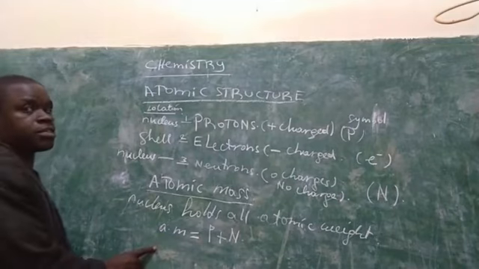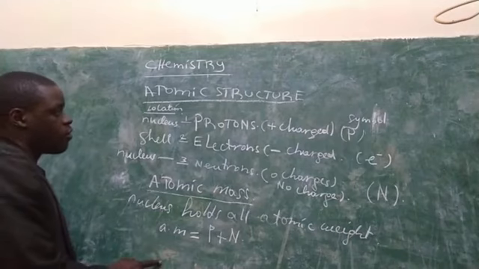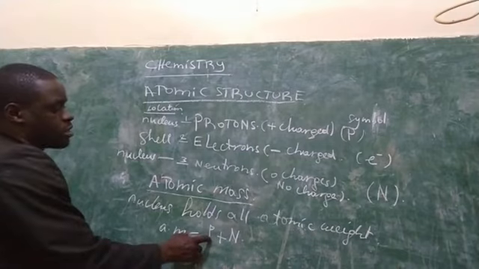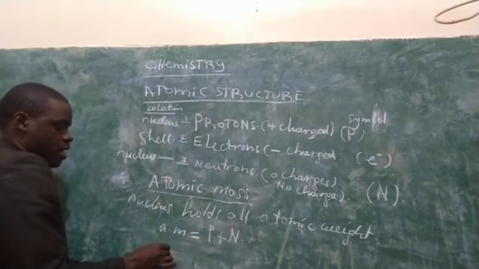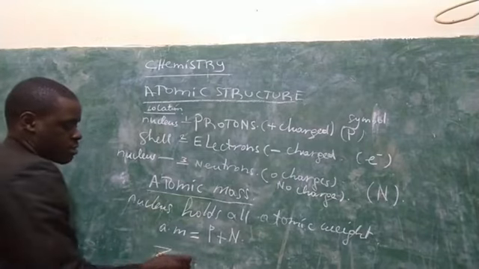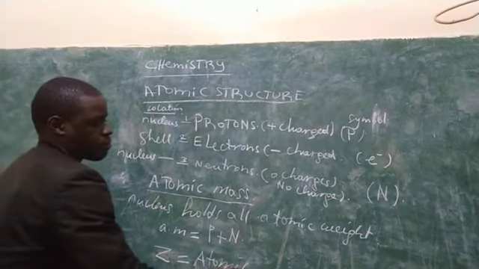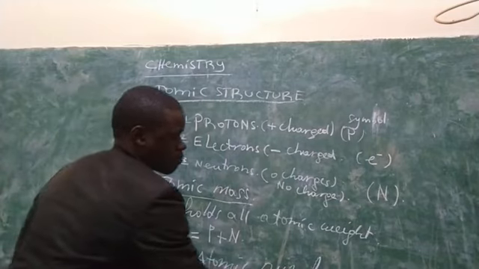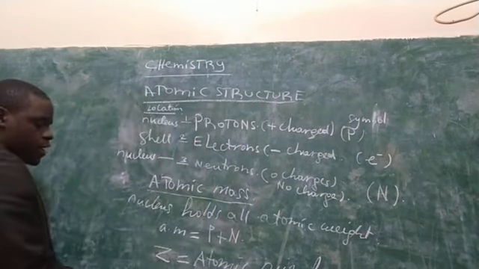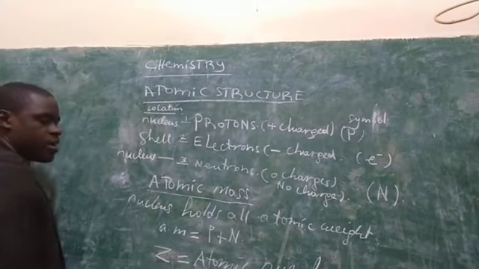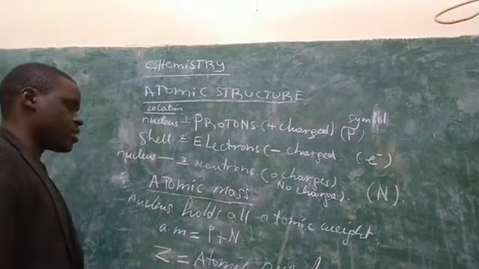So then another relationship is between the number of protons and the number of neutrons. So here Z, it is called the atomic number. Always atomic number, it is equal to the number of protons. This is what I can say.